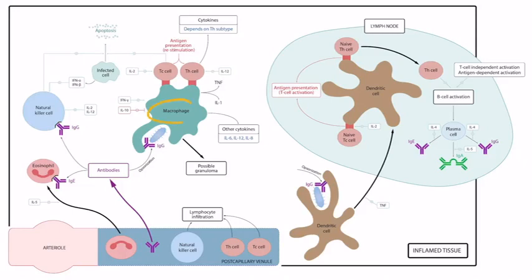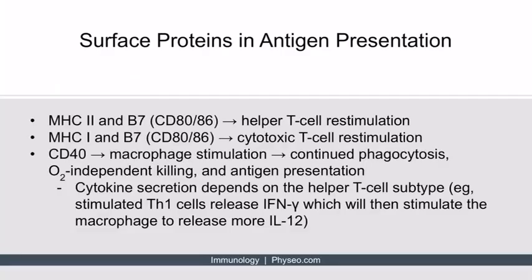Macrophages, which you can see up here, will present antigens to cytotoxic T cells, which you can see here, and helper T cells. And so we've written here antigen presentation, in parentheses, re-stimulation. We do this as a way to help you remember that macrophages are re-stimulating already activated T cells. Now let's discuss the relevant surface proteins in antigen presentation.